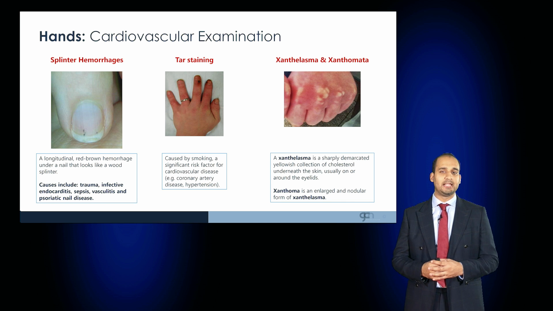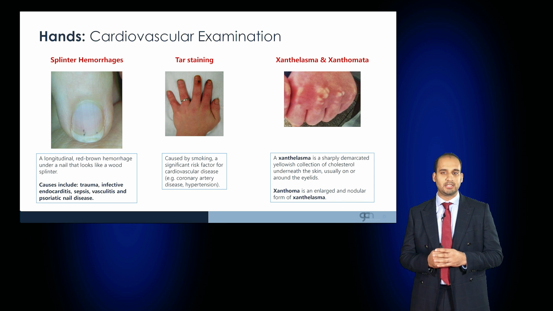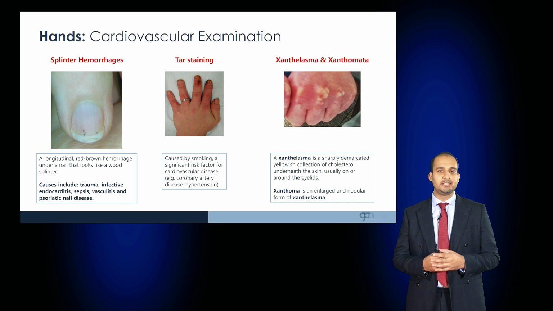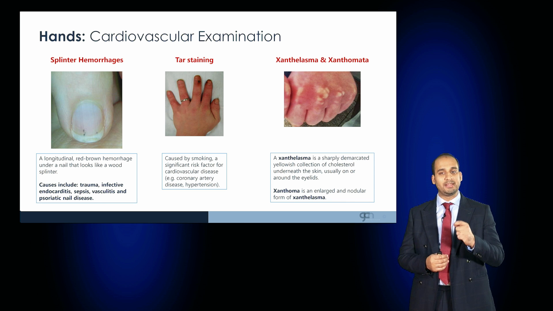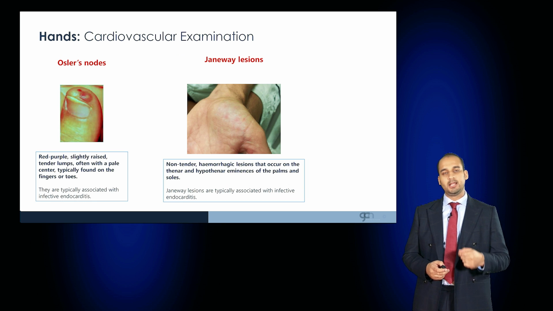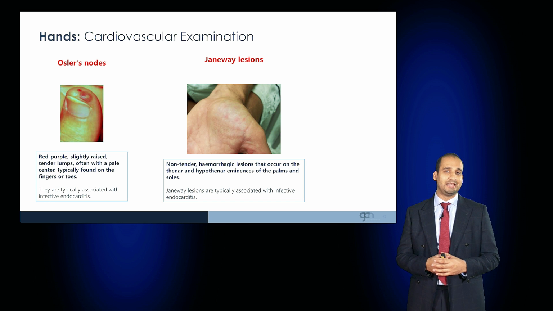Inspect for xanthelasma and xanthomata. Xanthelasma are sharply demarcated yellowish collections of cholesterol underneath the skin and can also be seen around the eyes as well. And when these become large and nodular, these are known as xanthomas. Inspect for signs of endocarditis, looking for Osler's nodes and Janeway lesions.